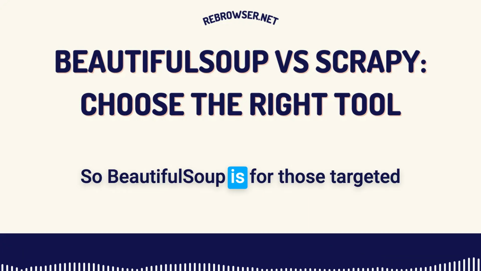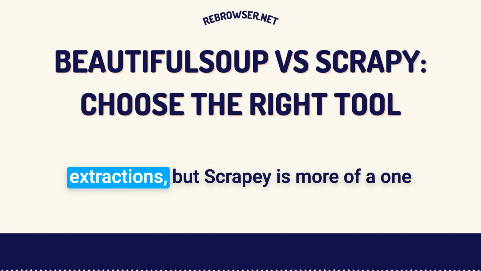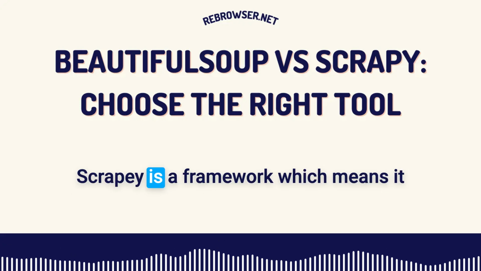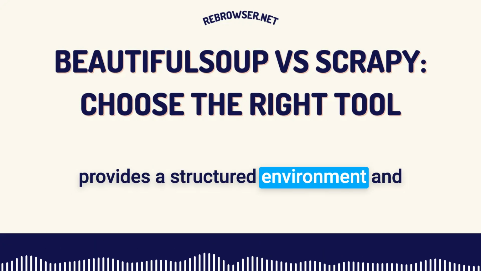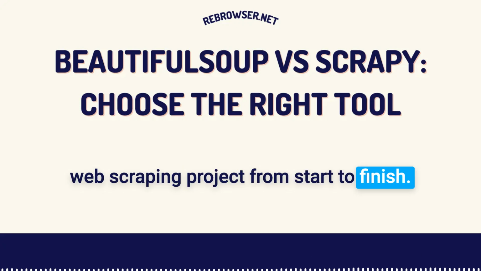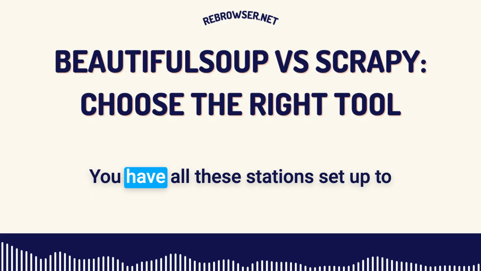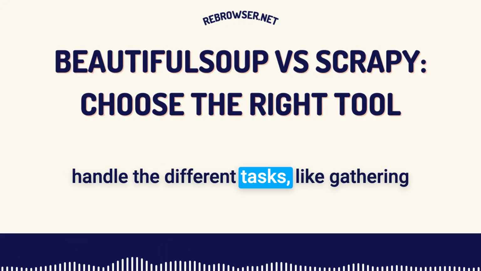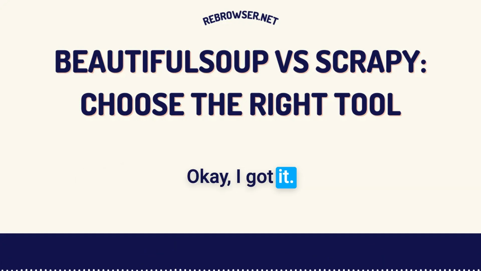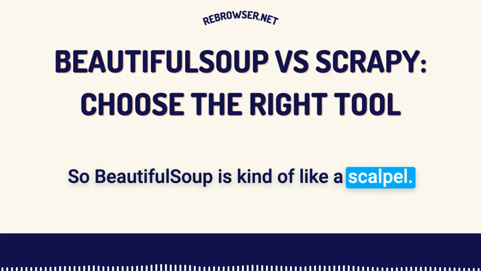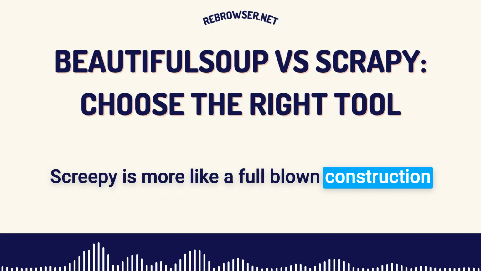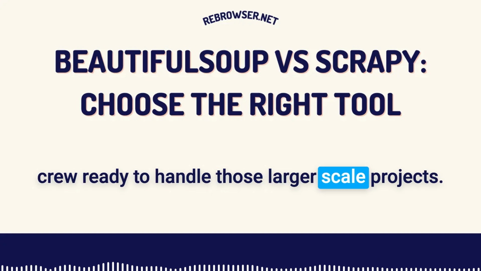So Beautiful Soup is for those targeted extractions, but Scrapy is more of a one-stop shop for web scraping, is that right? Exactly. Scrapy is a framework which means it provides a structured environment and all the tools you need to build a complete web scraping project from start to finish. Think of it like an assembly line. You have all these stations set up to handle the different tasks, like gathering data, processing it, and then storing it. Okay, I got it. So Beautiful Soup is kind of like a scalpel, precise and perfect for smaller tasks, while Scrapy is more like a full-blown construction crew ready to handle those larger scale projects.